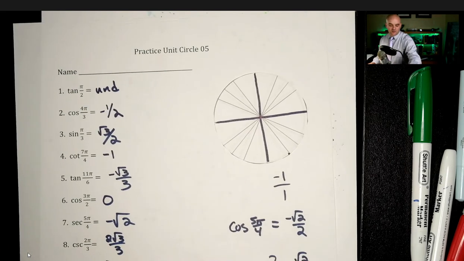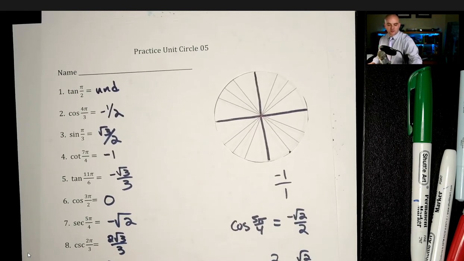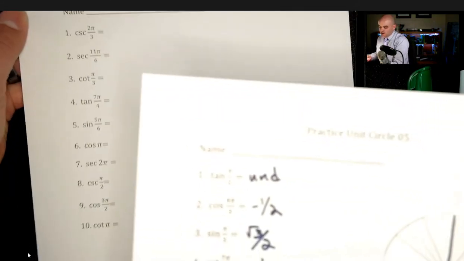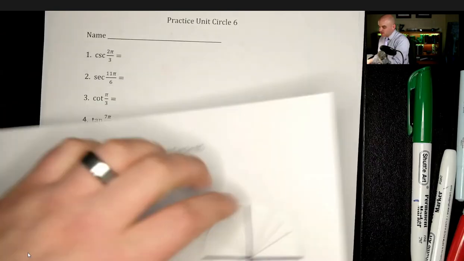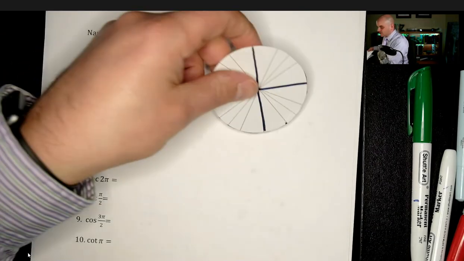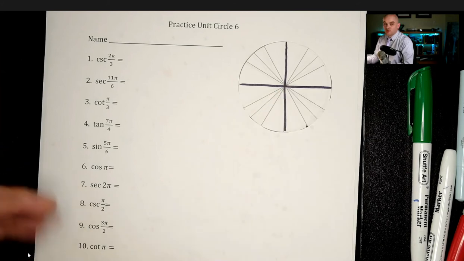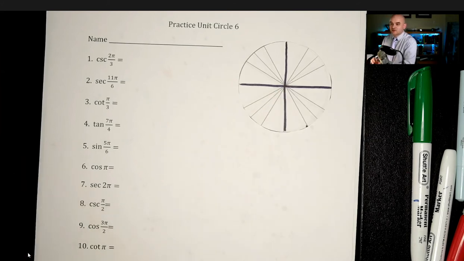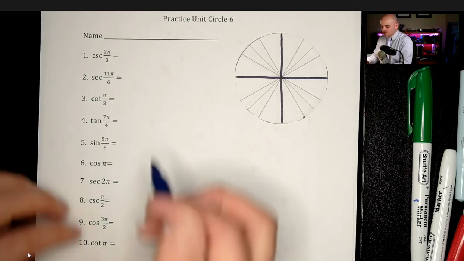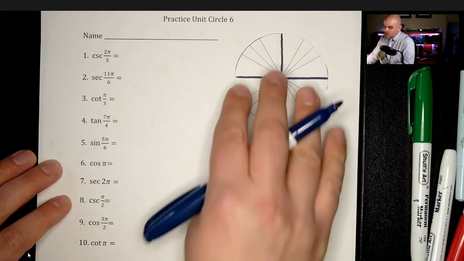Let's do one more, and this is going to be practice number 6. So if you've made it this far, you should be very comfortable with the unit circle. Like I said, you should be doing these just a little bit at a time, not watching it all the way through. But if you want to watch it all the way through just to knock out 60 questions, then do it. All right, so for this one, we're going to start off with cosecant of 2 pi over 3.